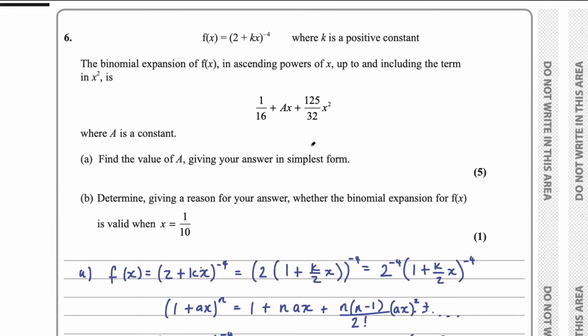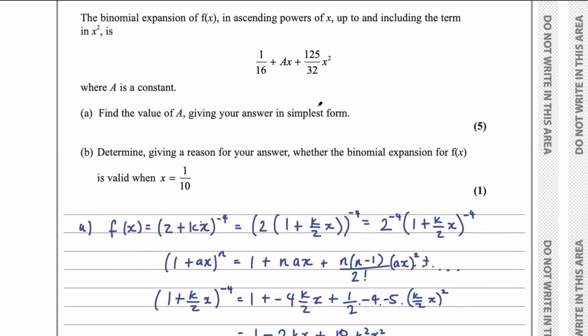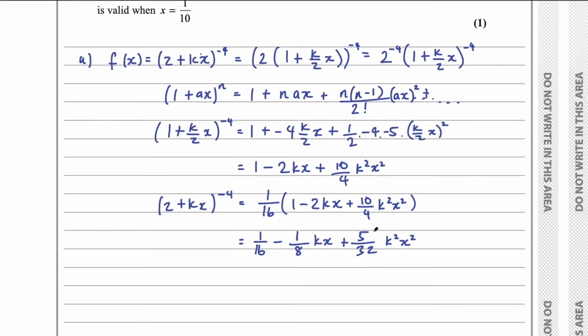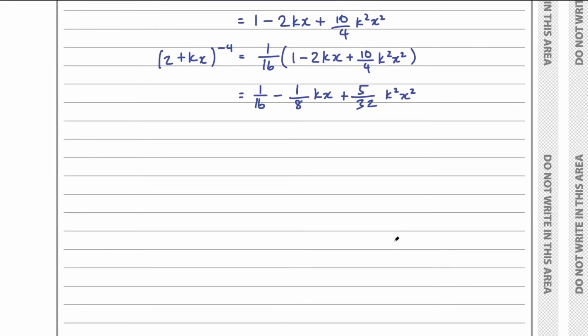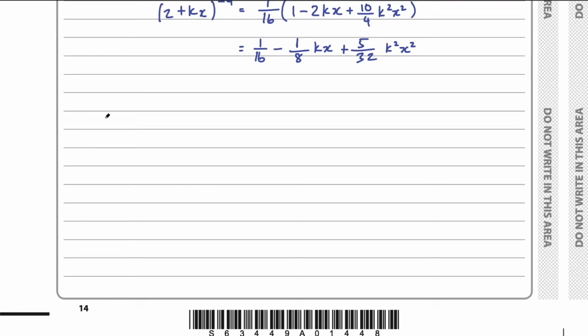All right, now let's go back to the expression they gave us. Well, we have that 1 on 16, so that's a good sign. Then we need to let this coefficient, 125 on 32, equal to 5 on 32 k squared. So the coefficient of x squared, let those equal to each other. So therefore, 5 on 32 k squared equals 125 on 32. Then it's actually pretty clear what k equals. 5 times k squared needs to equal 125. So k squared then must equal 25.